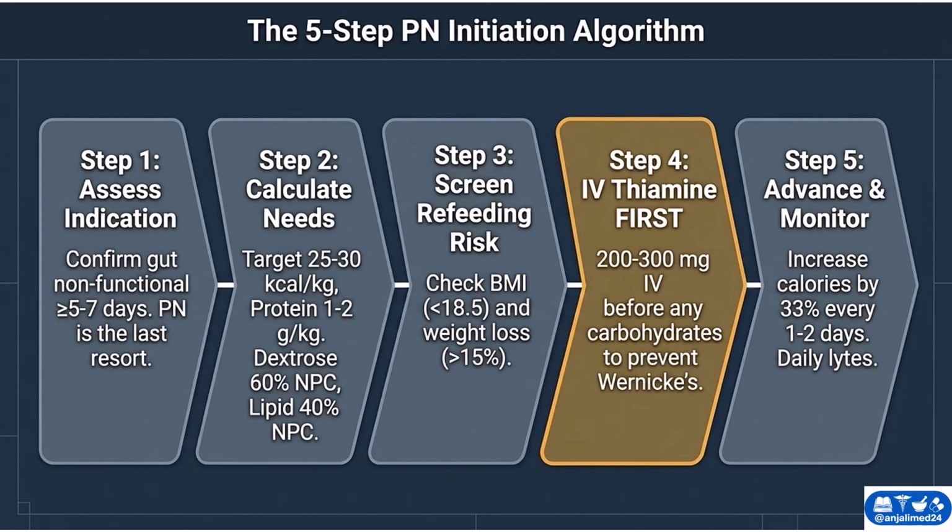and clinical status daily. So, this is your example. Before starting parenteral nutrition, always remember the sequence. Assess the indication, calculate the requirements, screen for refeeding risk, give thiamine first, and then start slow and advance slowly while monitoring the patient closely.